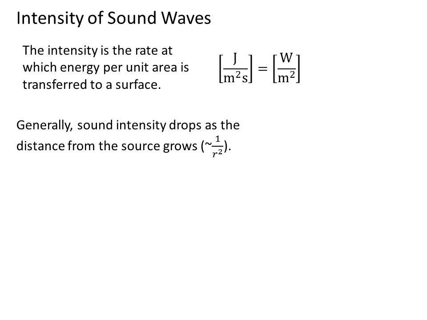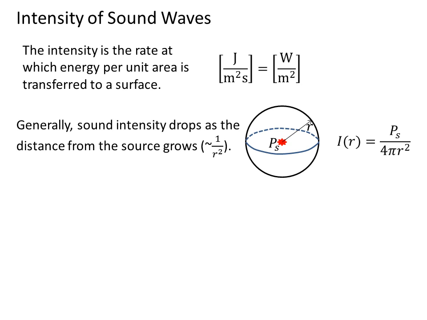Generally, sound intensity drops as the distance from the source grows. It falls off typically like 1 over r squared. This comes from this analysis. Imagine a point source with a power P sub s. We're going to listen to this sound source a distance of r away from it. If we draw a sphere around this point source, which has a radius of r, then the intensity falls off like the power of the source divided by the area of the sphere, 4 pi r squared. So that's where the 1 over r squared falloff comes from.